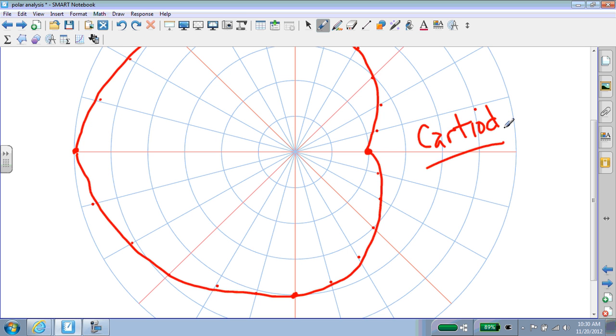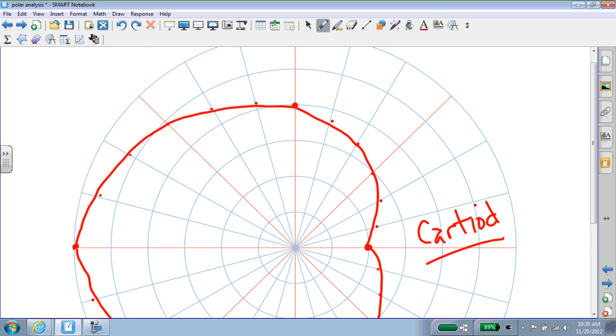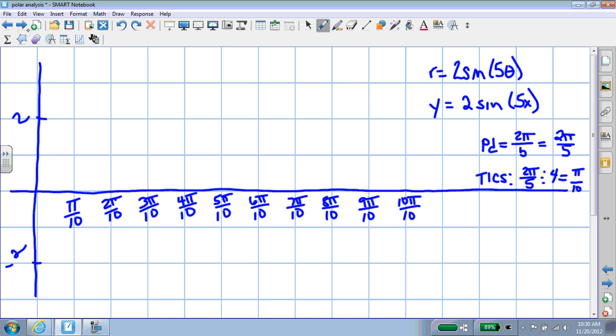And so I've drawn it, rather than from a table of values for r and theta, by using the trig graph as a guide. So let's try that again. I have r equals 2 sine of 5 theta. That's going to be my polar graph. But I'm going to do y equals 2 sine of 5x, a trig graph, to see if I can guide my efforts. So we do have a period change.